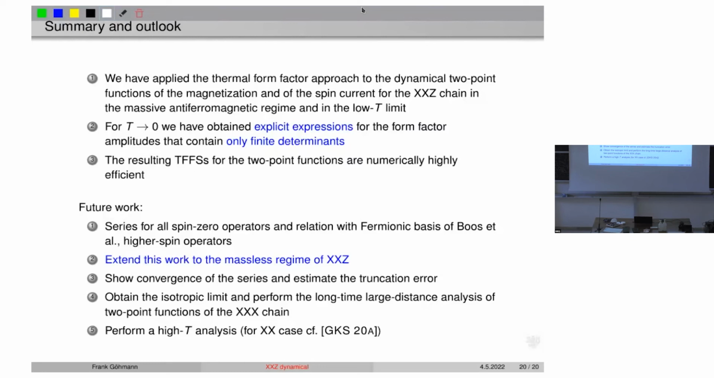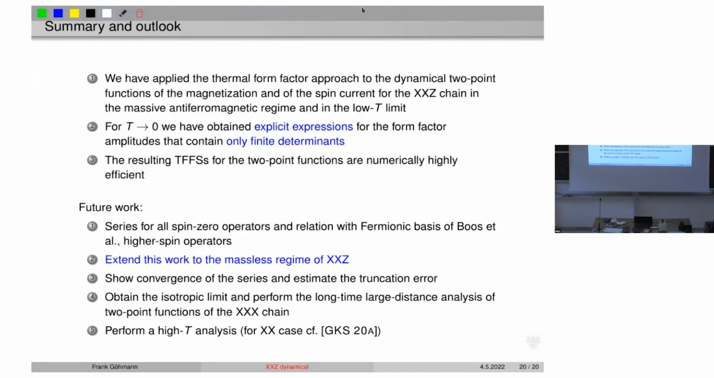I think some of you working on more mathematical questions are familiar with such things, and you want to understand this mathematically. So the first thing would be to show the convergence of the series, which is, I think, now in reach. Then you want to estimate the truncation error and turn this into some function. Yeah? And we will also work on this.